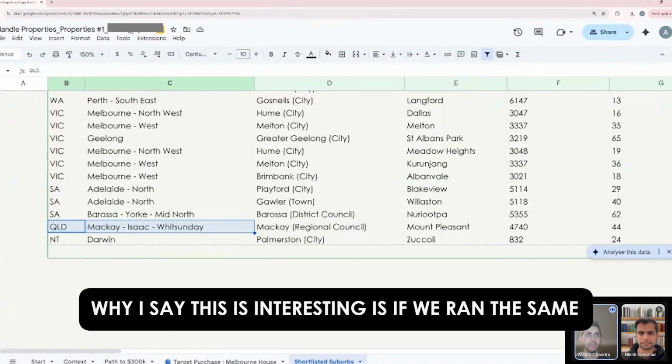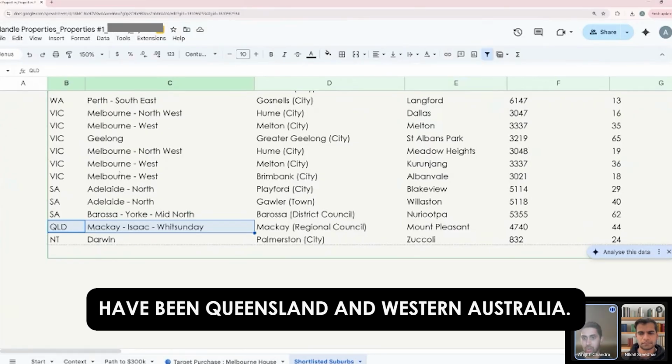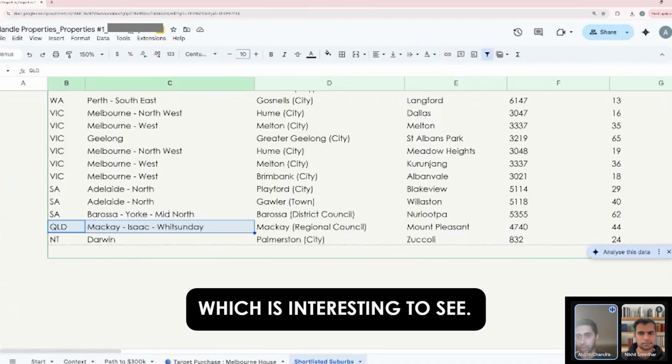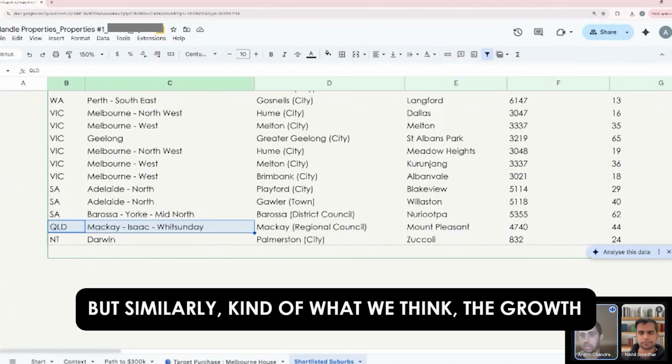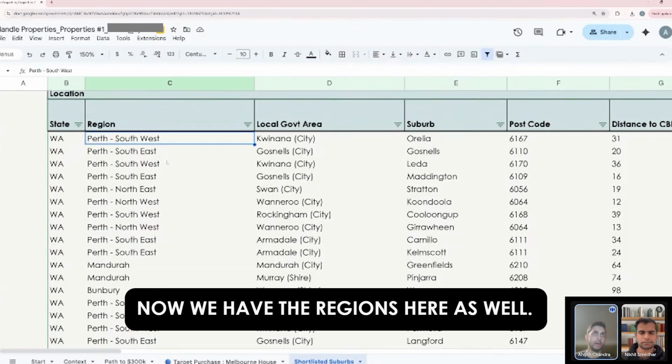Why I say this is interesting is if we ran the same data 12 months ago, a majority of this list would have been Queensland and Western Australia. It seems like Queensland's now dropping off, which is interesting to see, but similarly kind of what we think, the growth there is slowing down massively. Now, we have the regions here as well.